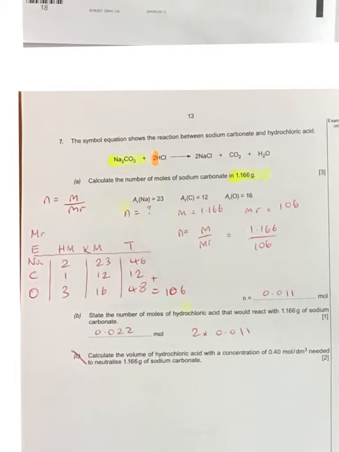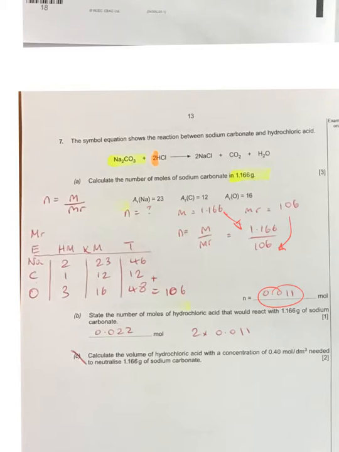Then when I do my calculations, I like writing down what I've got. So I've got n, m and Mr. My 1.166 has come from the question where I've highlighted. My 106 comes from my Mr calculation, and then it's just a case of plugging those numbers in. So my mass is going to go into there, and my Mr is going to go into there, and that's going to give me 0.011.